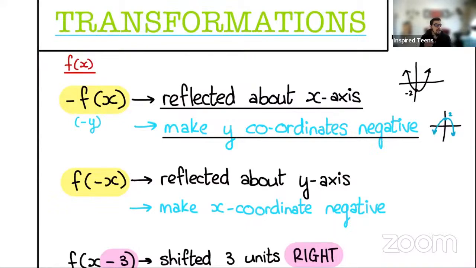Because f of x is y. f of x and y are synonymous. They're the same thing. f of x is equal to y. So if you're making it negative f of x, it's like you're making it negative y. So that makes sense. You're making all the y coordinates negative, reflecting about the x-axis.